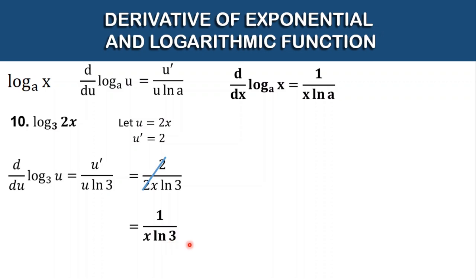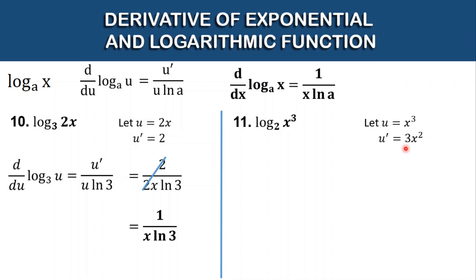Let's answer our example number 11. Find the derivative of the logarithm of x cubed with base 2. So ito yung u natin, yung x cubed. So let u is equal to x cubed. Then u prime is equal to 3x squared. So 3 times the coefficient, then subtract 1 from our exponent. So 3 minus 1 is 2. So our derivative is 3x squared.